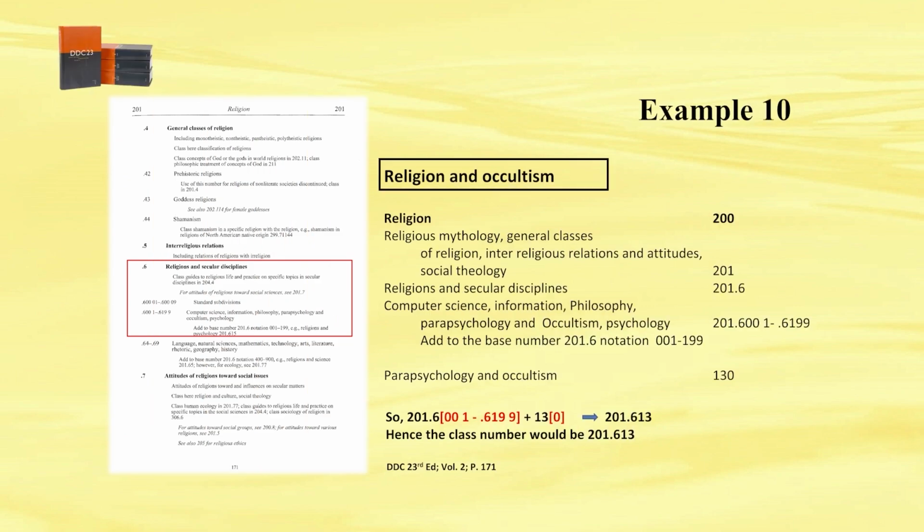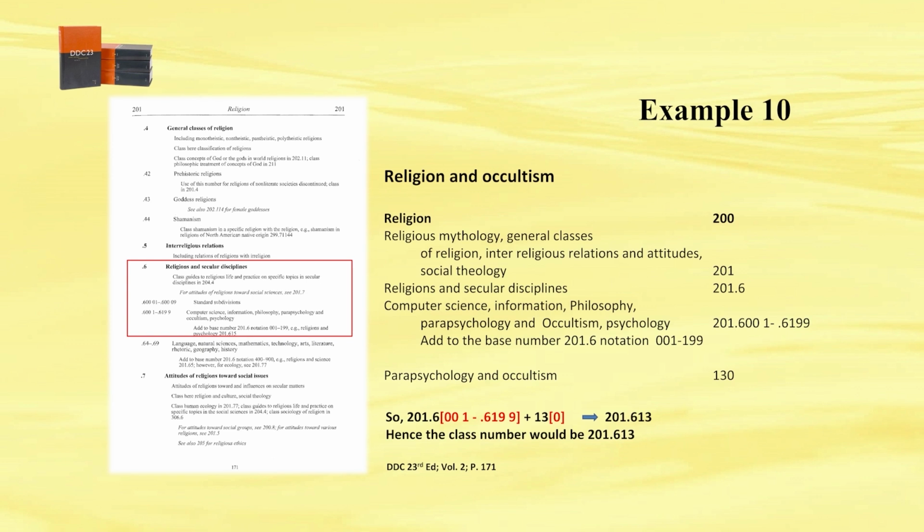It is religion and occultism. So you can understand that two specific classes, religion and occultism, are dealt with in this particular title. So religion of secular discipline is 201.6, where under 201.6001 to 6199 we can find computer science, information, philosophy, parapsychology and occultism, psychology. So we are concerned about occultism for this particular title.